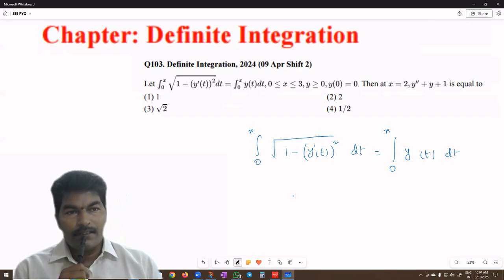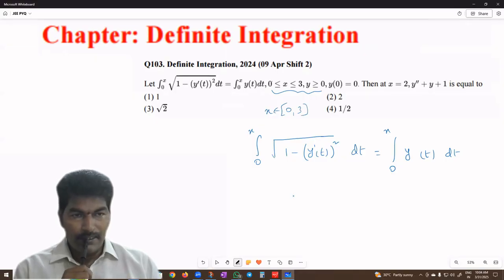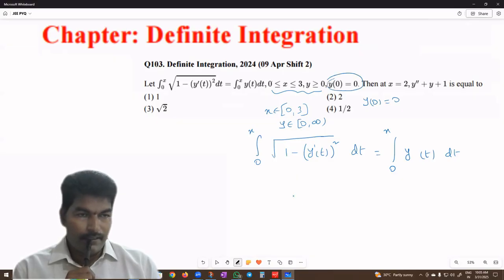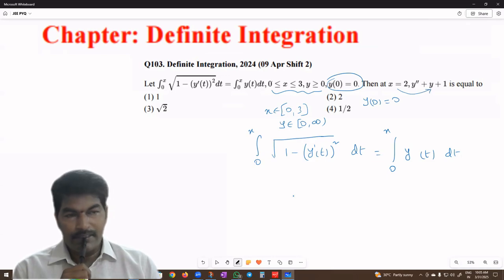Also some restrictions they gave. x is lying in the closed interval 0 to 3, and y is greater than or equal to 0. That means y belongs to closed 0 to infinity. And also they said y of 0 is 0. And then at x is equal to 2, you need to find this value. That will be the answer on these options. Understood? First understand the question and then we can solve it.